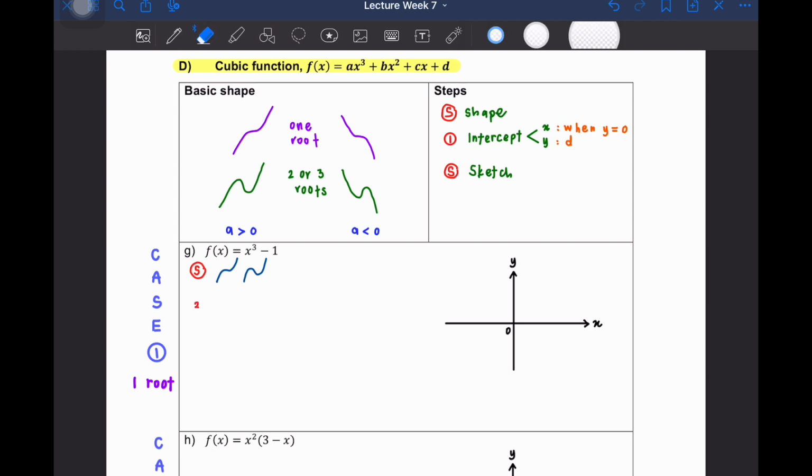Moving on to the second step, finding your intercept. We need to find the x-intercept and also y-intercept. X-intercept is when y is equal to 0.